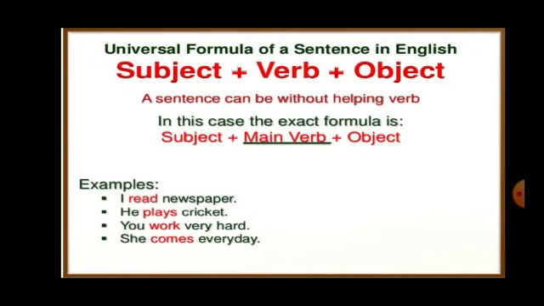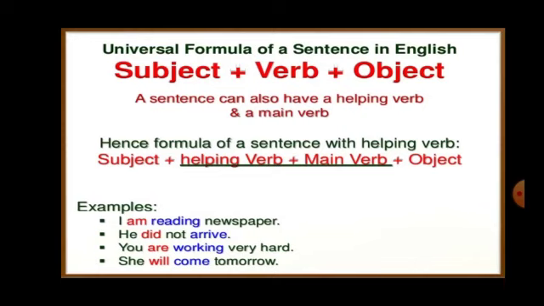Now let's see in brief. The universal formula of a sentence in English is subject plus verb plus object. A sentence can be without a helping verb. In this case, the exact formula is subject plus main verb plus object. For example, I read newspaper. He plays cricket. You work very hard. She comes every day.